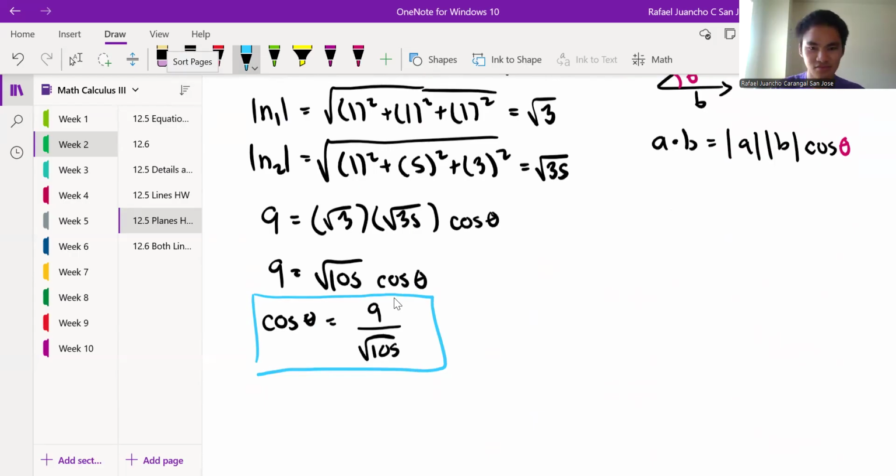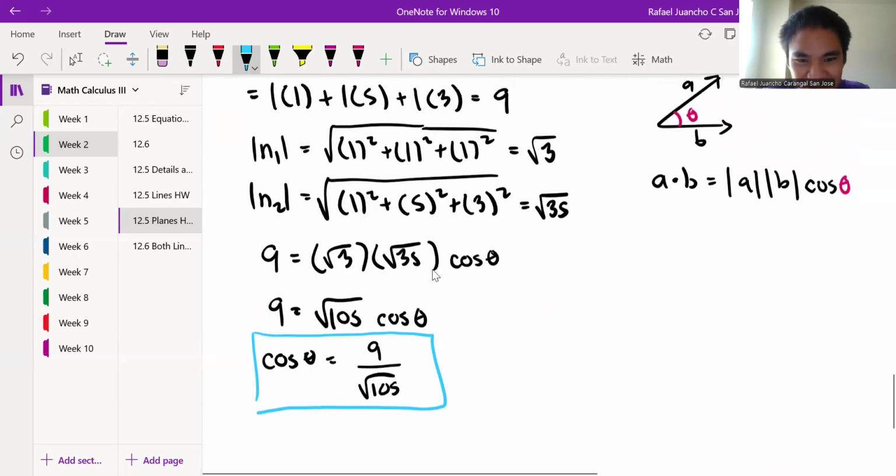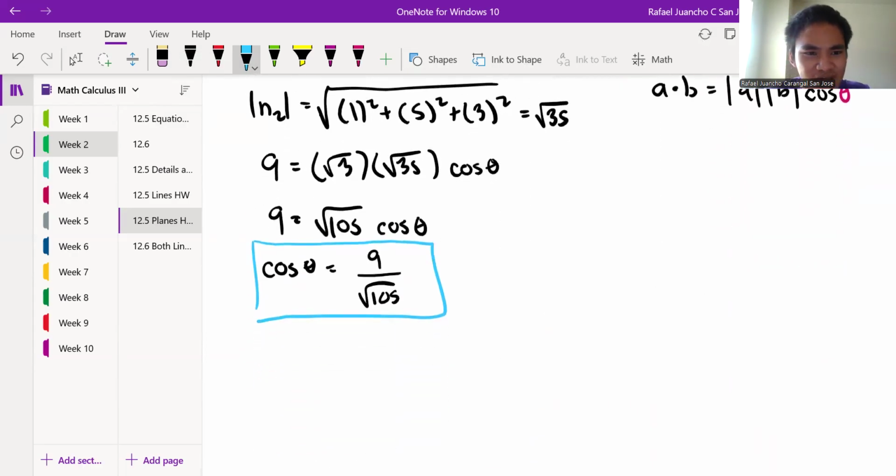I'm gonna check. Might be wrong. Not confident. 9 over square root of 105? Let's see if we got it. If we don't, then cool. We're gonna read about it and I'm gonna answer it. Let's see. Fingers crossed. Oh, it's right. Oh my God. Okay. Cool, cool, cool.